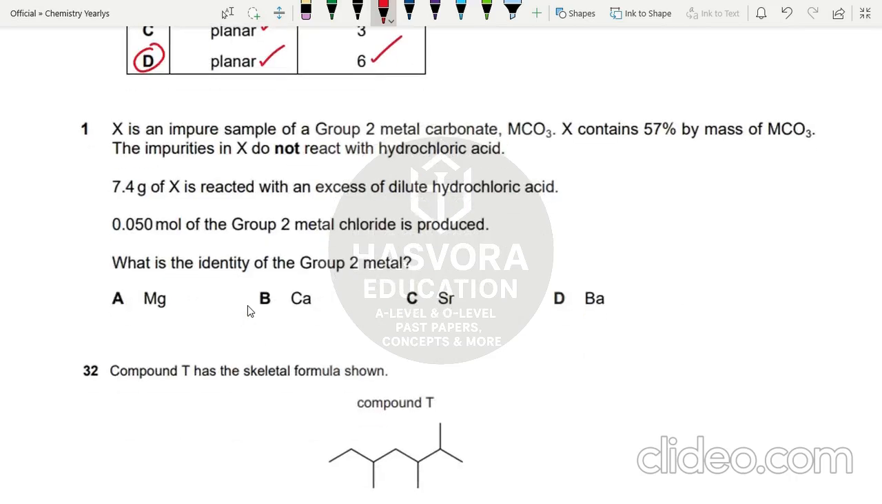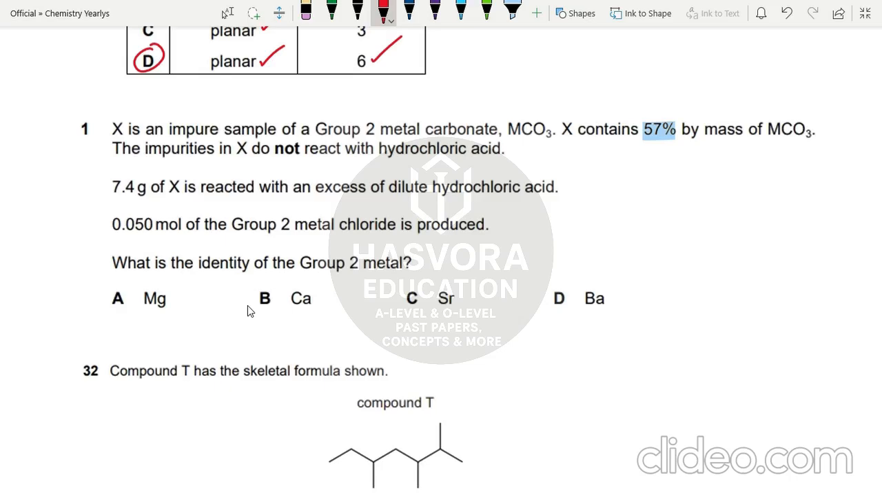Now the other one says X is an impure sample of group 2 metal carbonate. So it is a group 2 metal carbonate, MCO3, and X contains 57% by mass of MCO3. So it means it has only 57% of the carbonate and the rest is impurities. So the impurities in X do not react with hydrochloric acid. 7.4 grams of X is reacted with the excess of hydrochloric acid. 0.05 mole of group 2 metal chloride is produced. What is the identity of group 2 metal?